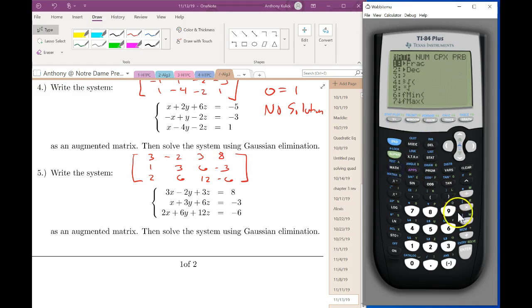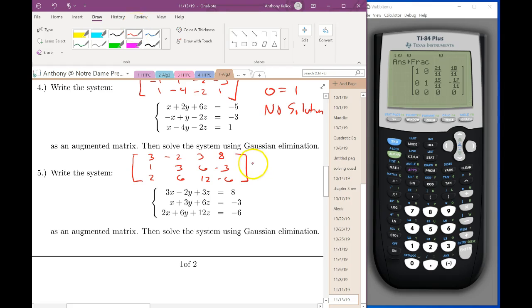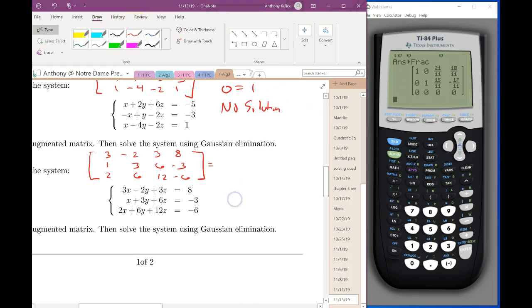And again, I'm getting some wild-looking decimals there, so let's take that as a fraction. And what is this telling me? Yeah, this is the infinitely many solution situation. How can I tell that it's infinitely many? Well, if I look at that last row, what is that last row saying? Just that 0 is equal to 0, right? That tells me the infinitely many.